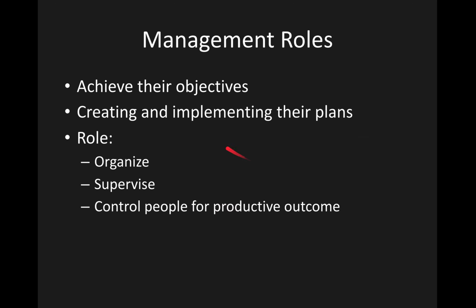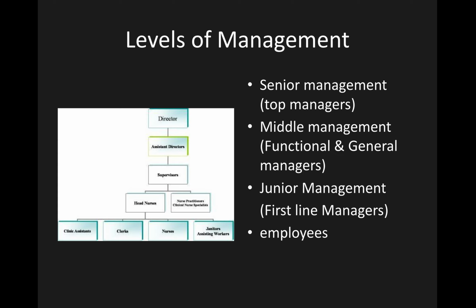All right. Management roles. You want to achieve the objective, and you want to create and implement plans. So you want to organize, supervise and control others for a more productive outcome. Then here you look at the different levels. You have senior management, which is your top, middle management, and then junior management.